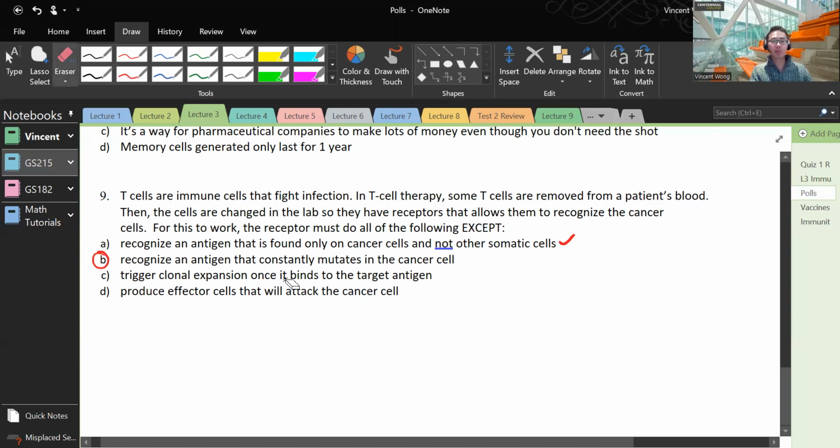Trigger clonal expansion once it binds to the target antigen. That's true. We want to have that huge colony of T cells, where they would then differentiate into the helper T cell, killer T cell, and so on and so forth. And we definitely want them to become the effector cells that will attack the cancer cells. So the answer is this one.